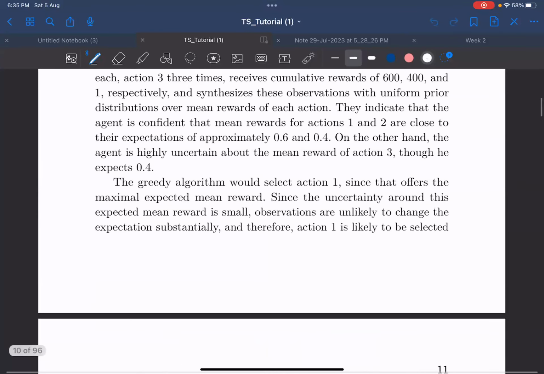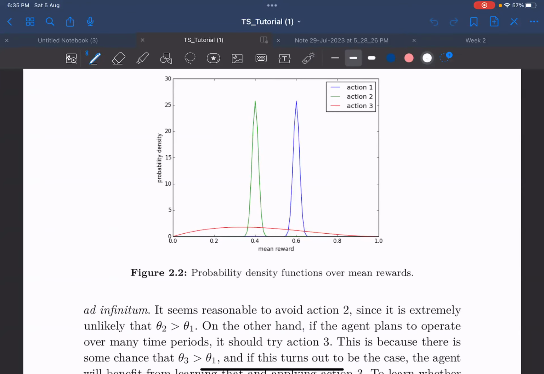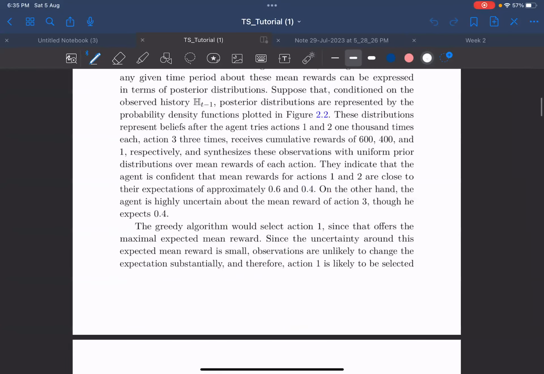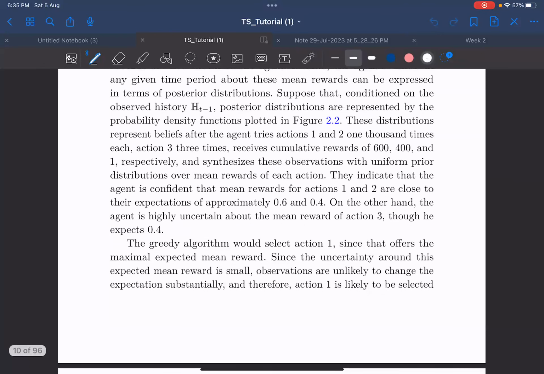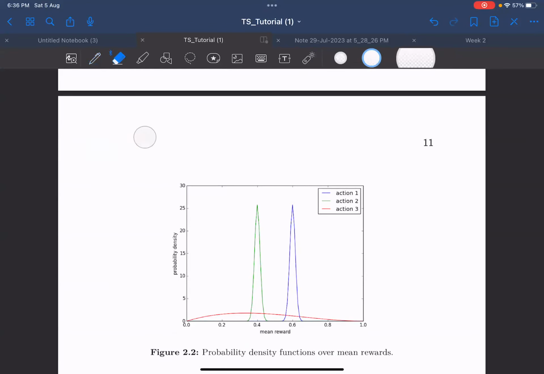So this is the concept which is talked about here. Now what they are saying is, suppose this distribution says that the agent tries action 1 and action 2 1000 times and action 3 times, and got the cumulative reward 600, 401. So what it is saying is that we have 3 arms.